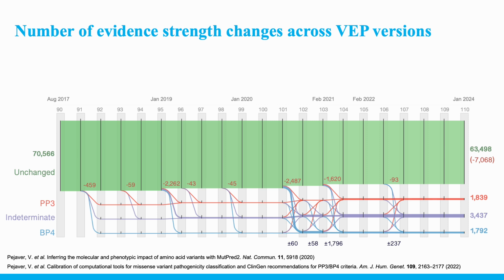Cumulatively, across all versions from 90 to 110, 63,498 remain unchanged, but 1,839 changed to a strength of evidence for PP3, or at least supporting pathogenic, when they previously did not have that strength of evidence. 3,437 variants changed to indeterminate, and 1,792 changed in their strength of evidence to benign.